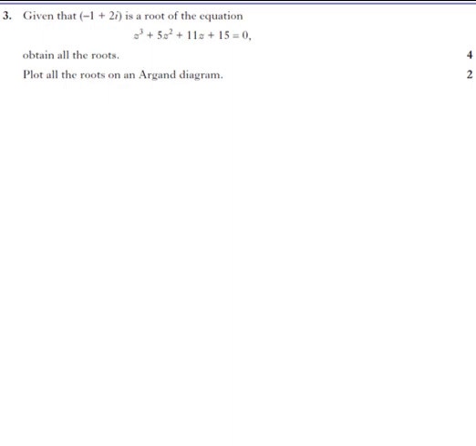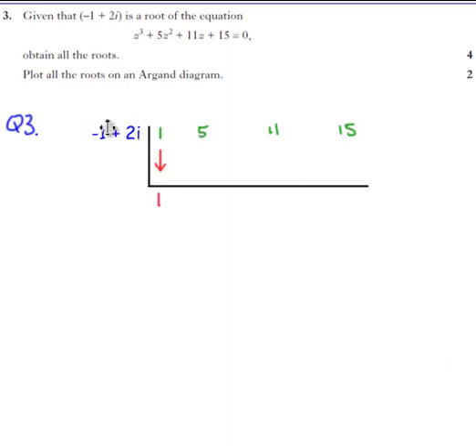We're told that minus 1 plus 2i is a root of this equation. So we can do synthetic division by minus 1 plus 2i. Our coefficients of the equation are 1, 5, 11 and 15. We're going to do synthetic division by minus 1 plus 2i. First of all, we bring down the 1. We then multiply minus 1 plus 2i times 1 and put it underneath the 5. So that just gives us minus 1 plus 2i.